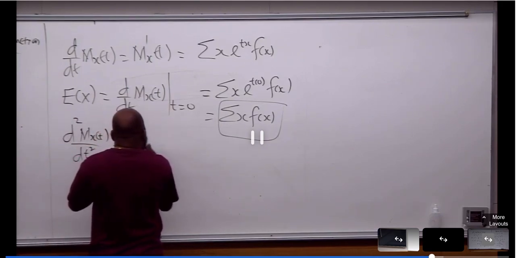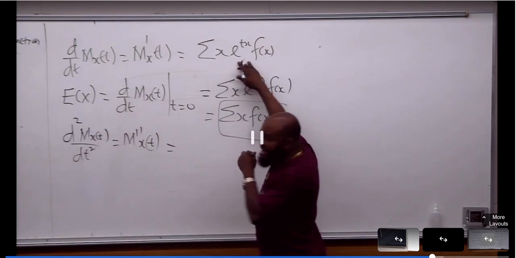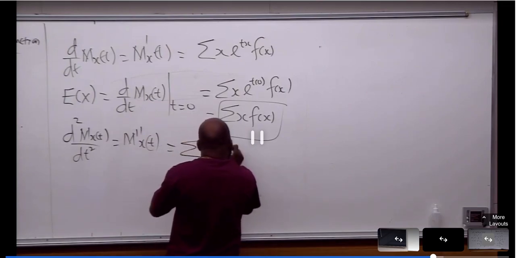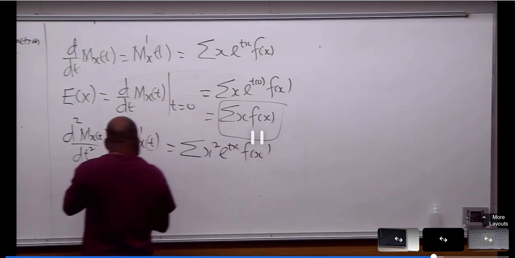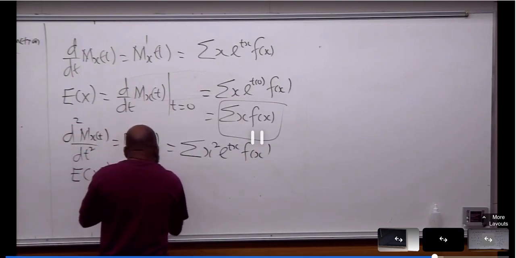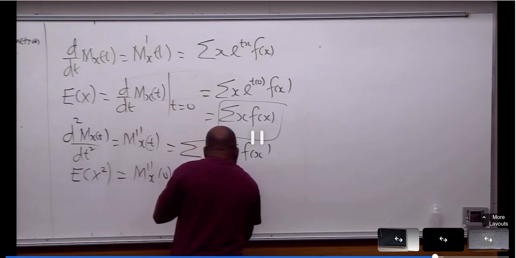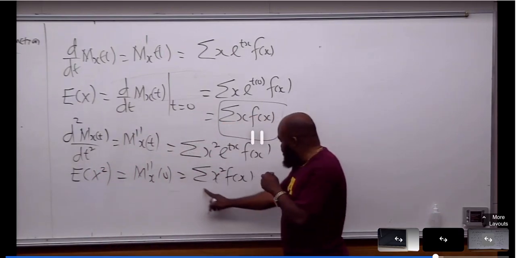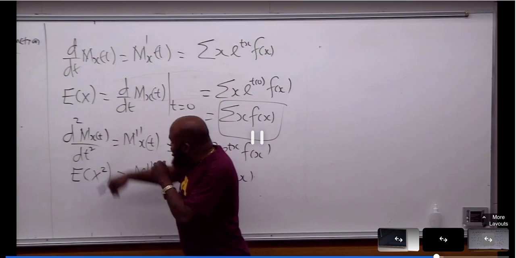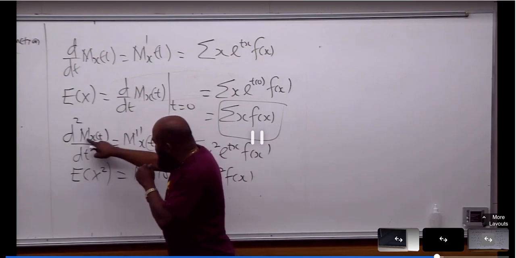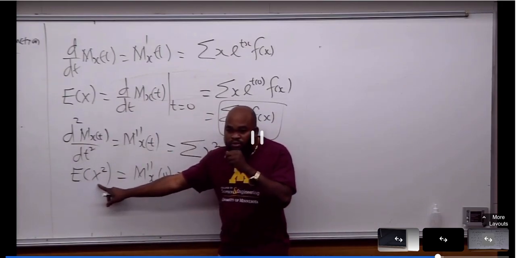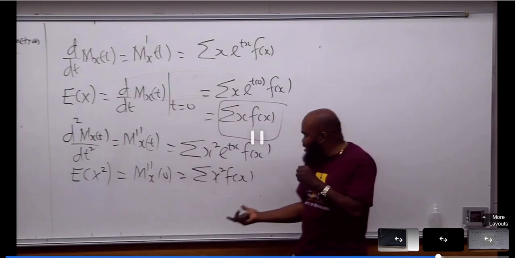Now I differentiate this again. It's going to be the sum of x squared times f(x). So this M''_X(0) is going to be this. After putting in 0, what is this? This is the expected value of X squared, which means the second derivative of the moment generating function after plugging in 0 will give you the second moment about the origin. Look at that. That's as beautiful as that. I can go all the way.